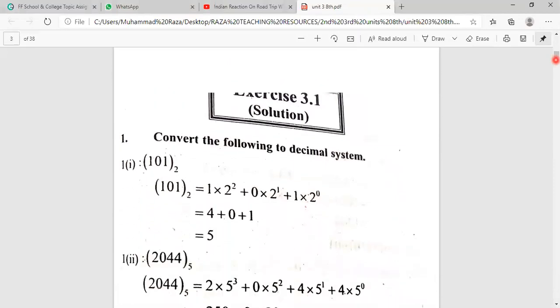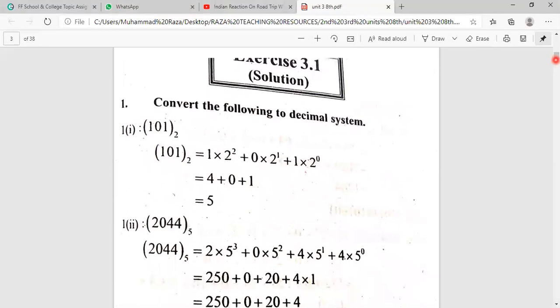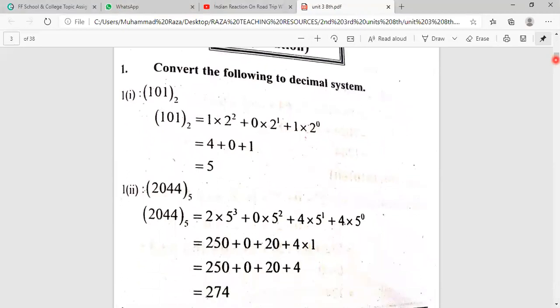Now we come to the exercise. Convert the following number systems into the decimal system. We have different number systems here, and we have to change them into the decimal number system. So the first one is 101. We read it as 101.